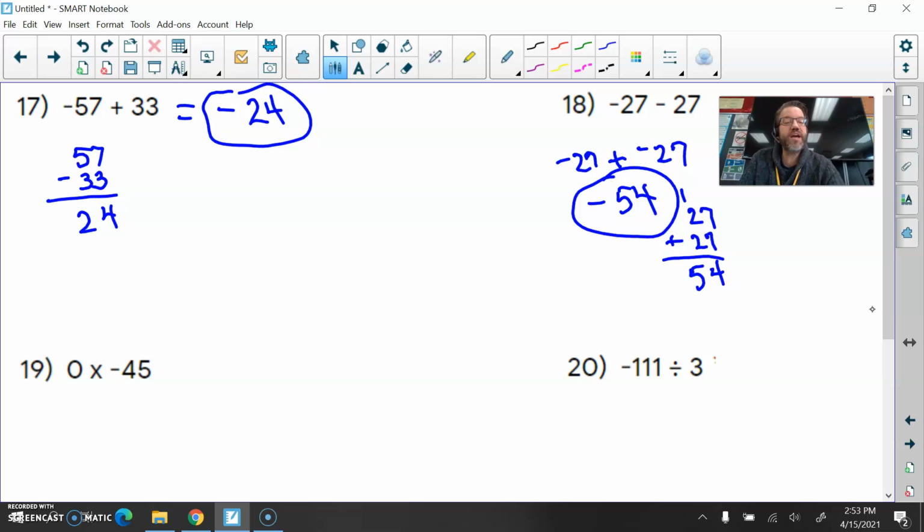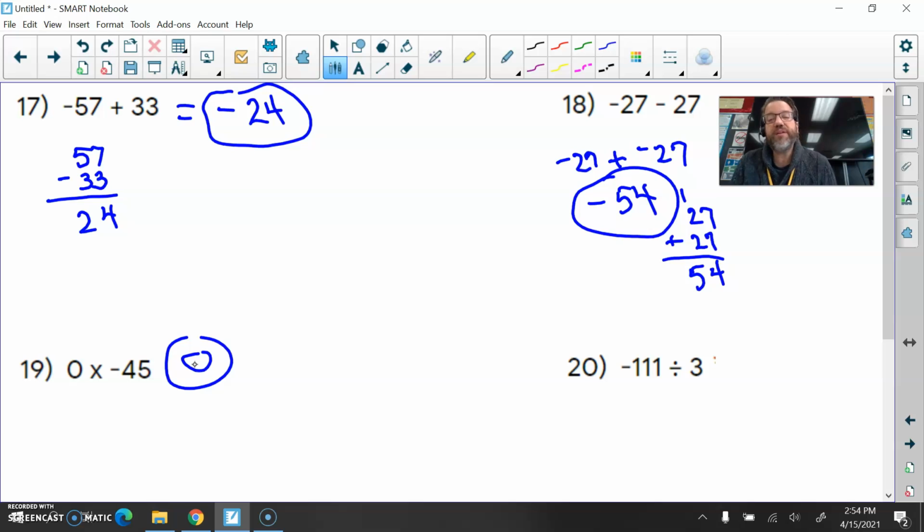19, that's easy. Anytime you multiply by 0, you'll get 0 as an answer. Now you might be thinking, wait, there's one negative sign. We're multiplying. Shouldn't our answer be negative? Normally that would be true, but anytime you multiply by 0, it will just be 0.